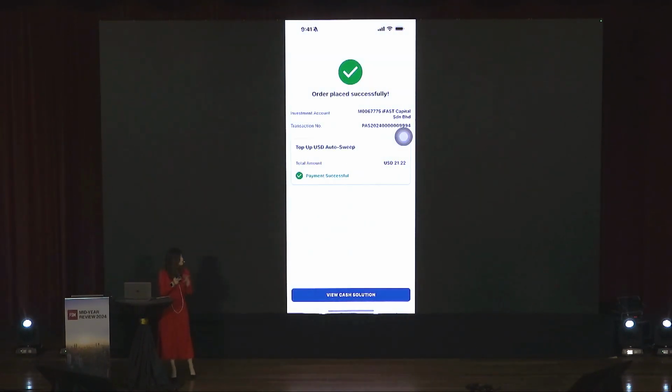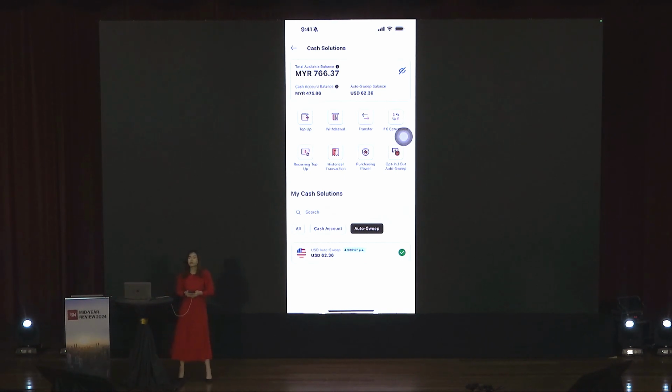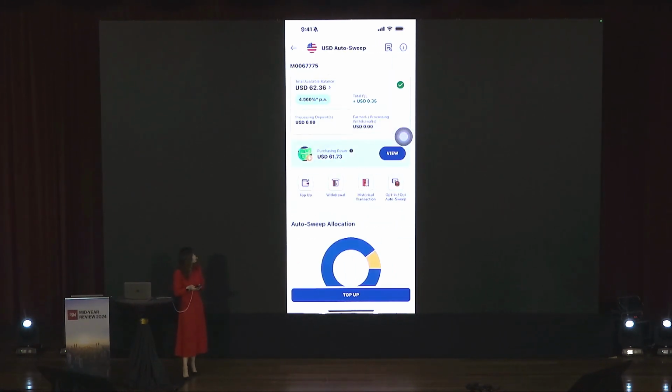In a few seconds, done. My Auto-Sweep is now topped up, right? 21.22. Okay, I've topped up 21.22. So you will see that my Auto-Sweep balance instantly reflects. My available balance is now instantly reflected in my Auto-Sweep balance. So I can view my holdings for my USD Auto-Sweep. It's yielding 4.56%. It is actually a no-brainer for me to park my USD dollars, if I have any, into this product.